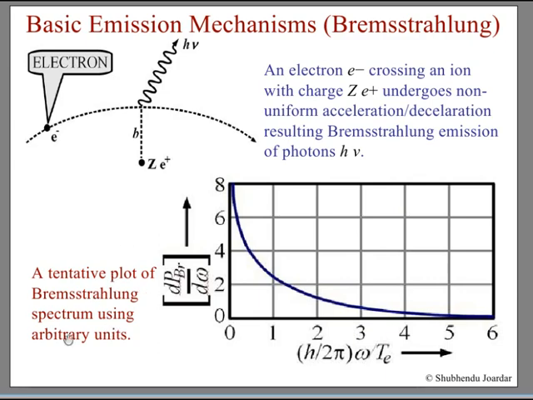Now, here is a tentative plot of the Bremsstrahlung spectrum using arbitrary units. This is the frequency, and this is the dP by d omega. Here you can see that the variation is this way. It drops somewhat like exponential.